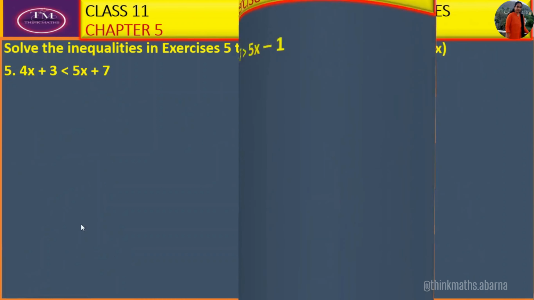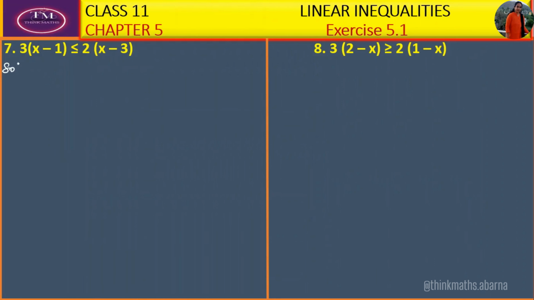So moving on to the seventh question. It is given that 3 into x minus 1 is less than or equal to 2 into x minus 3. Here we have a slack inequality. As we have this equal to, it is called a slack inequality. First, let us multiply on both sides. So 3 into x is 3x, minus 3 into 1 is 3, less than or equal to 2 into x is 2x, minus 2 into 3 is 6. Now let us solve for constants. Take this minus 3 to the right side. So it will become plus 3.